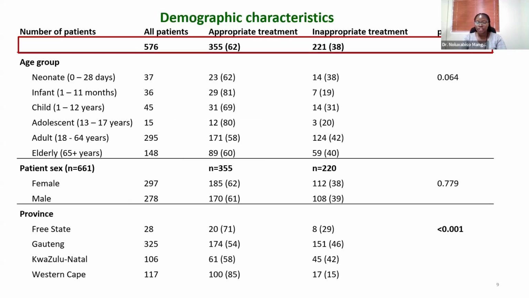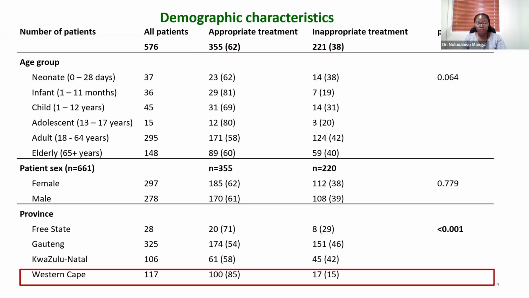Overall, most patients, 62%, received appropriate antimicrobial treatment, while 38% received inappropriate treatment. And by age group, adults accounted for the majority of the population, with 51% of them being adults, and females constituted a larger proportion in this cohort.